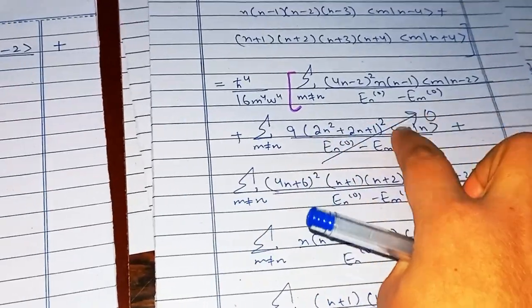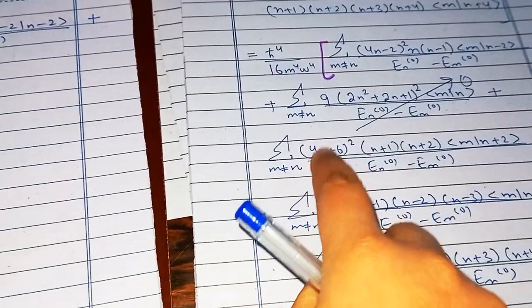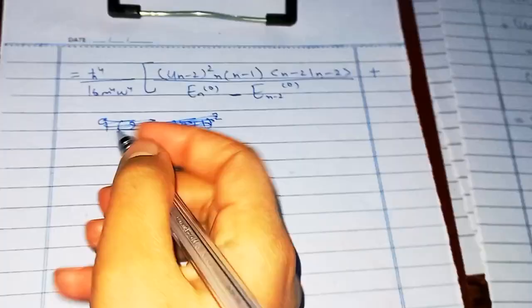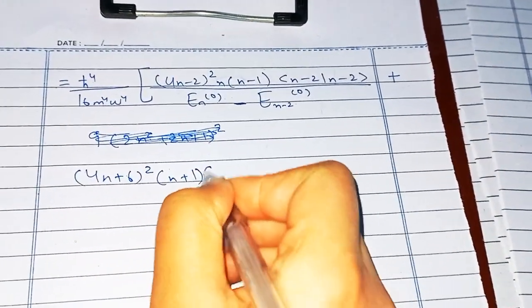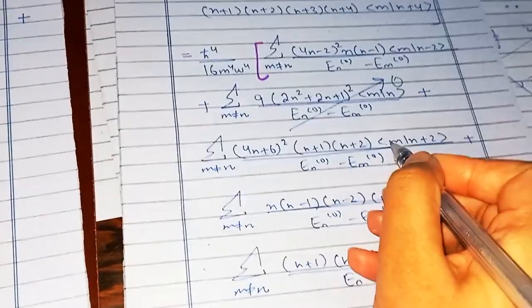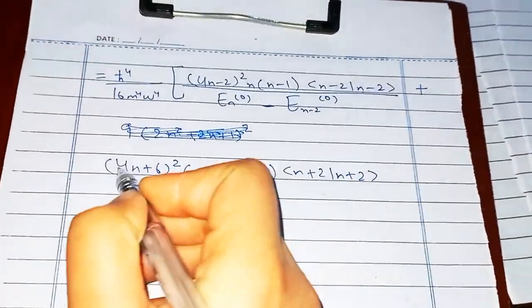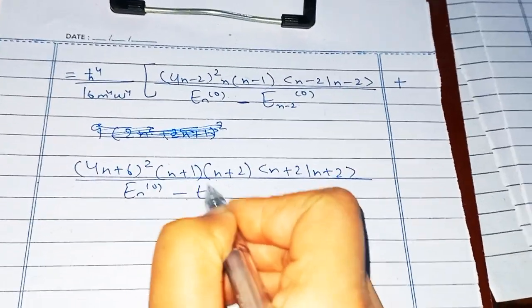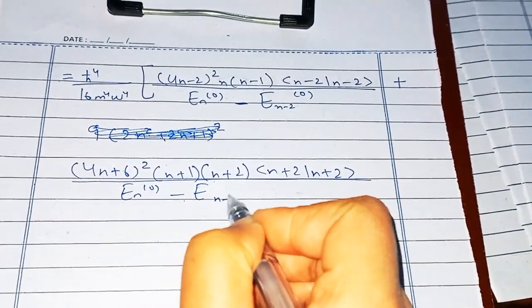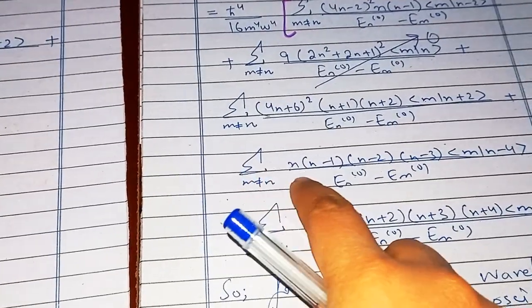Okay, this is already 0. That was already 0. Next term, this is the next term, 4n plus 6 whole square, n plus 1 into n plus 2. Instead of m, you'll write n plus 2, and that is divided by En of 0 minus Em. Its m is n plus 2, so plus sign. Then we have the third term, which is this.